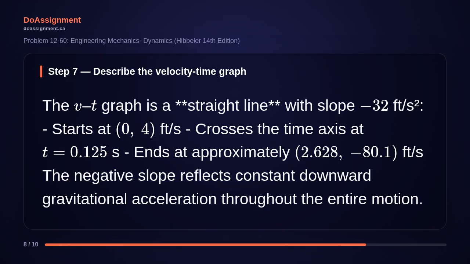The velocity time graph is a straight line with a slope of negative 32 feet per second squared. It starts at the point (0, 4), crosses the time axis at t equals 0.125 seconds, and ends at approximately (2.628, negative 80.1). The constant negative slope reflects the uninterrupted downward acceleration due to gravity.